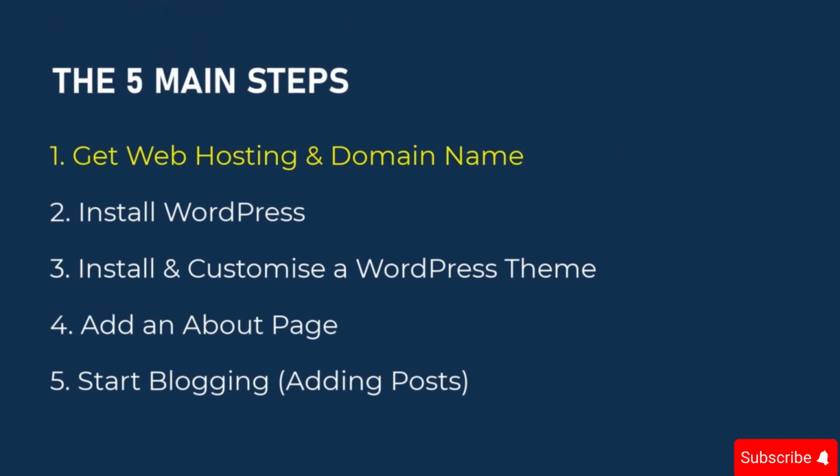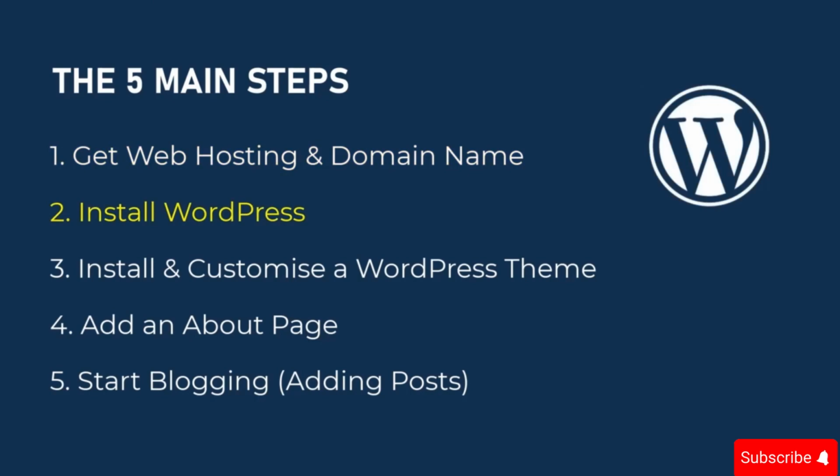So the first thing we'll need to do is get web hosting and a domain name for our new blog. Then once we have our hosting and domain name, we can move on to installing WordPress. This is only going to take about 60 seconds or so for us to do, and as WordPress is open source, it's also 100% free for us to install.